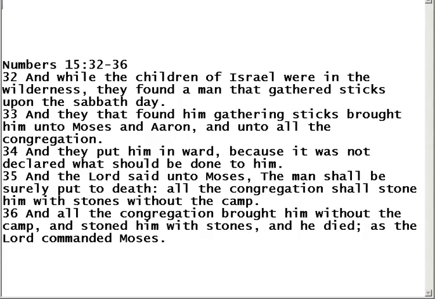Now, an example of how God divides his word dispensationally is when God gave the law to the people of Israel through Moses in 1500 BC. One of the laws was to do no work on the Sabbath. The Sabbath lasts from sundown on Friday to sundown on Saturday. Now, in that dispensation, it was written in Numbers chapter 15, verses 32 to 36.